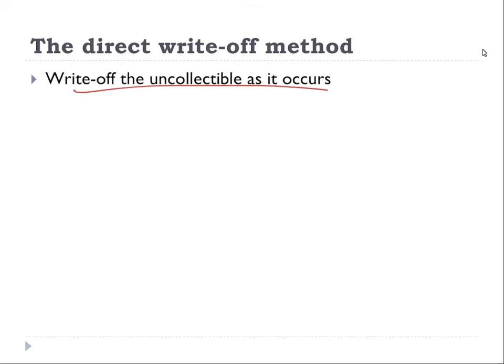Let's first look at the direct write-off method. This method is very simple. We basically write off the uncollectible as it occurs. So if a client comes up to you and tells you, hey, I'm not going to pay you back, I'm bankrupt now, then you write off the uncollectible from that client.